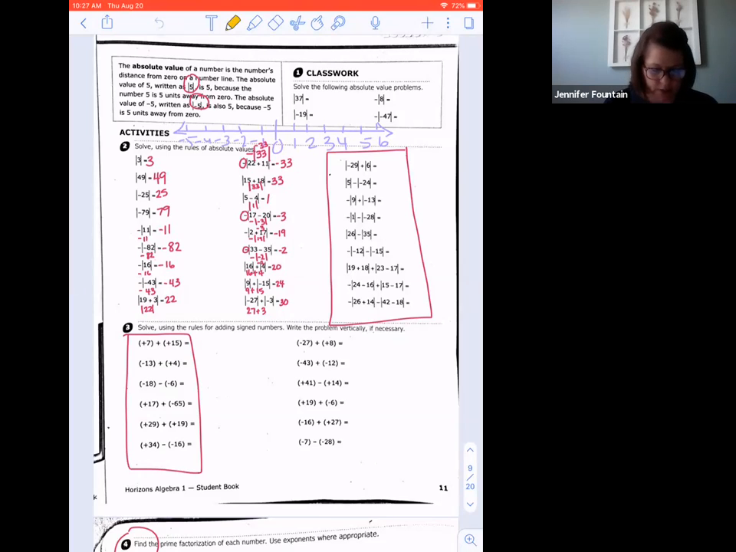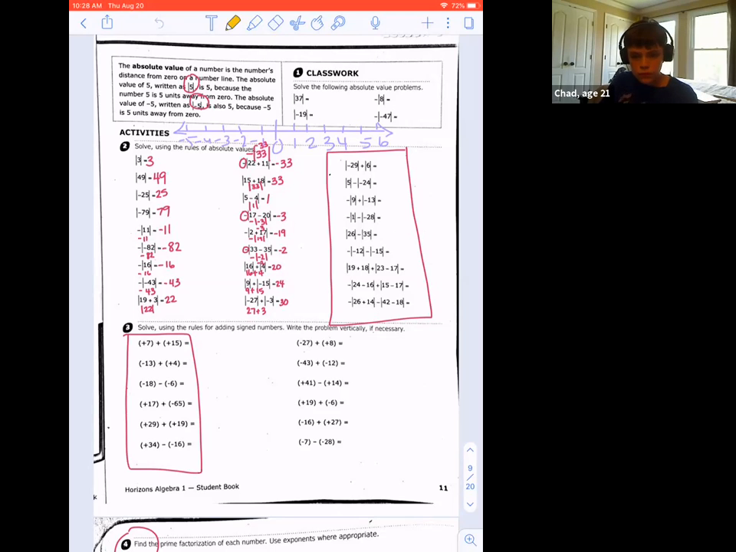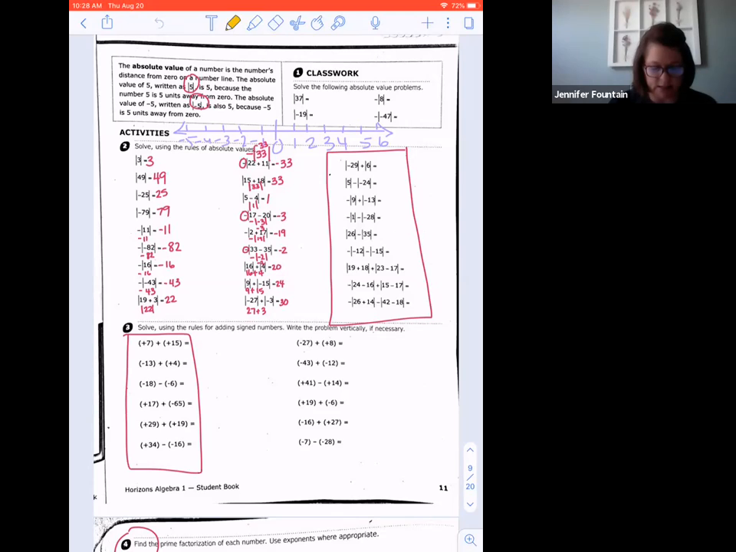Okay, left-hand column, activities 3. Positives and negatives. Positive 7, oh, here comes Richard. Positive 7 plus positive 15 is positive 22. Negative 13 plus positive 4 is negative 9. Negative 18 minus a negative 6 is negative 12. Positive 17 plus negative 65 is negative 48. Positive 29 plus positive 19 is positive 48. Positive 34 minus a negative 16 is positive 50. Any questions on those?